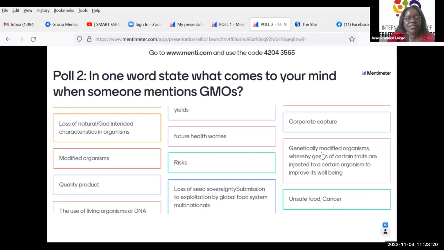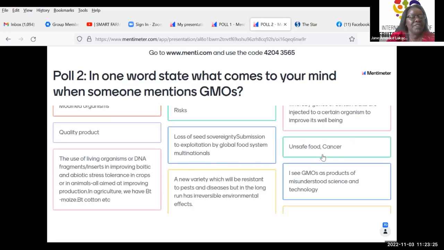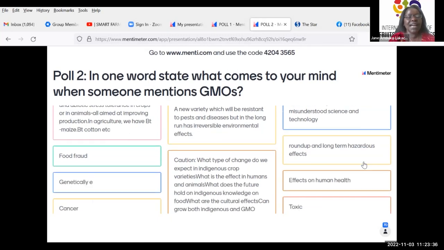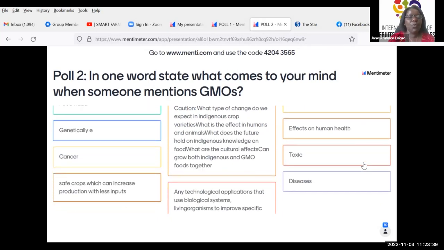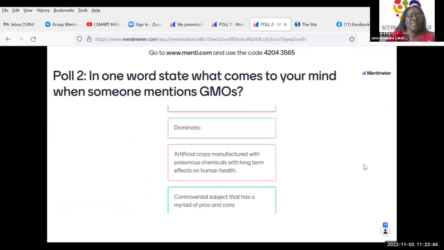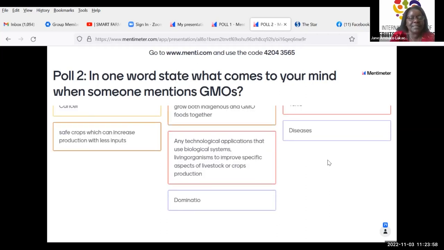Improved cancer in our future yields, risks, future health worries, modified organisms, quality product, unsafe food and cancer, food fraud. These are all the words that are coming through from the audience. This is what they take from when you hear the word GMO, because since the ban was lifted, there's been a lot of discussion, a lot of truth and fiction that has been going on. So we wanted to just get what people think.